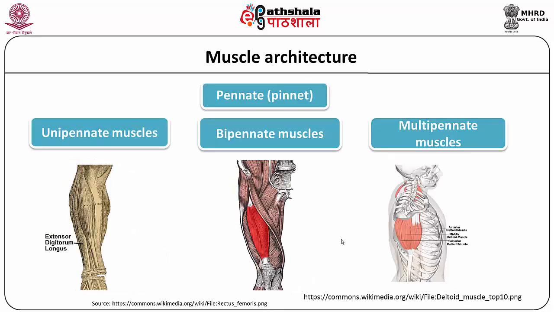In pennation type, there is unipinnate muscle. The example is extensor digitorum longus of the leg. Bipinnate muscle is rectus femoris. Multipinnate muscle, you can see here deltoid muscle is a multipinnate muscle, because in deltoid there are three parts. One is anterior deltoid, another is posterior deltoid, and the middle deltoid. In all these three, the direction of muscle has got difference, and that is why it is called multipinnate muscle.